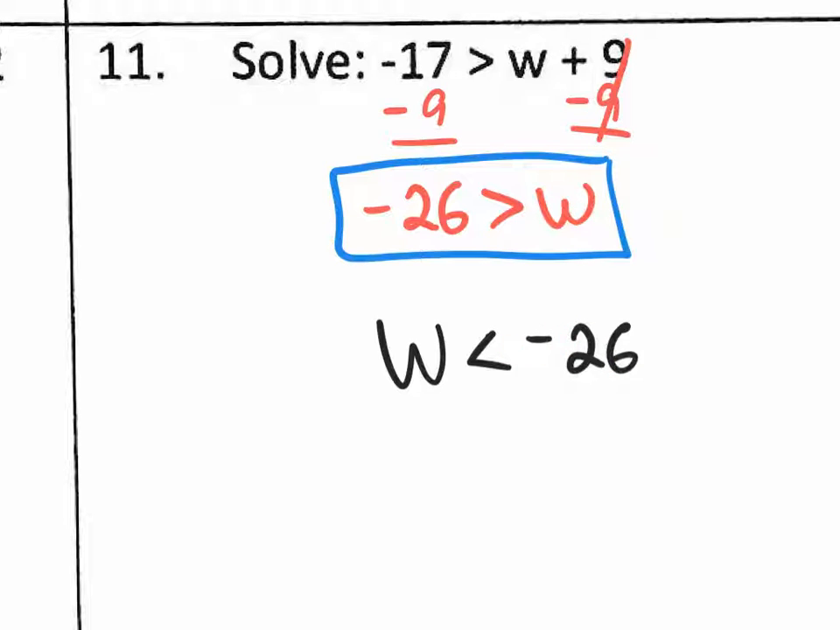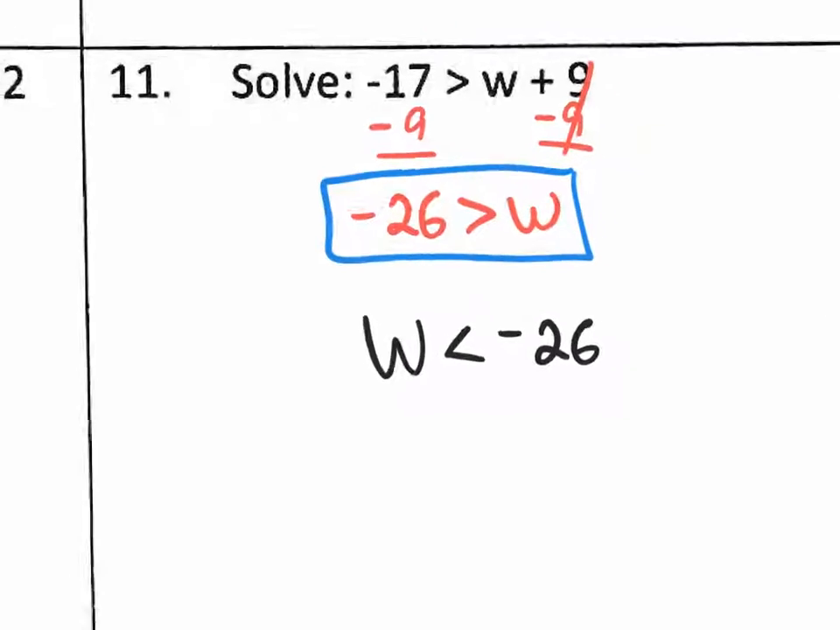So when you switch this whole thing, yeah, the W goes over here, the negative 26 over there, but you have to keep the same respect. If it's opening up to the negative 26, it has to continue opening up to the negative 26. So if you switched everything, you have to switch that inequality as well. Don't mess up on that easy one.